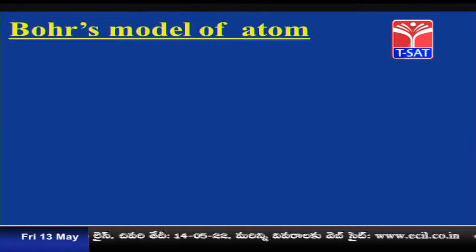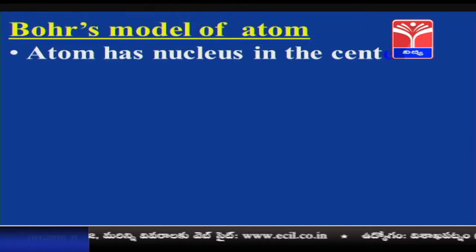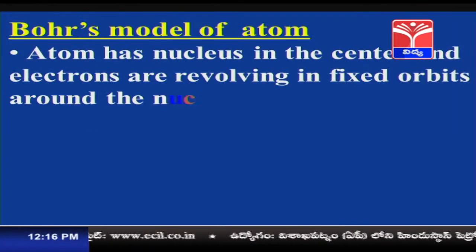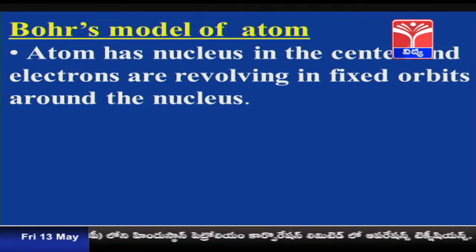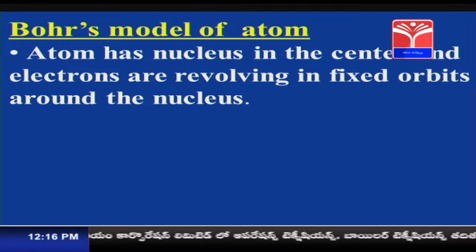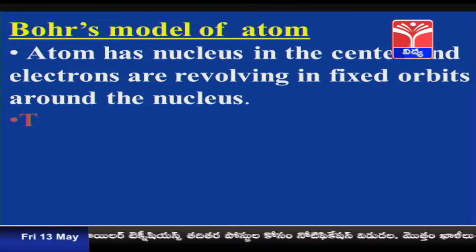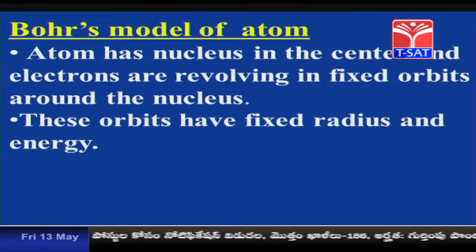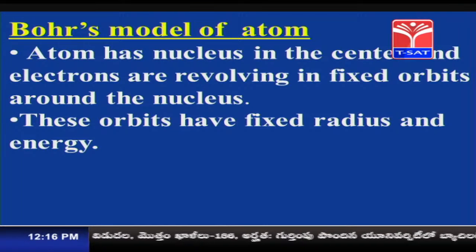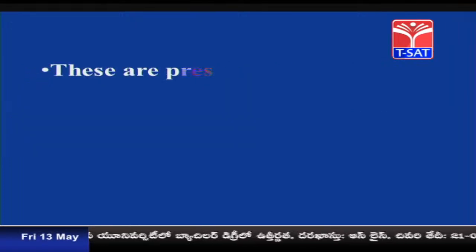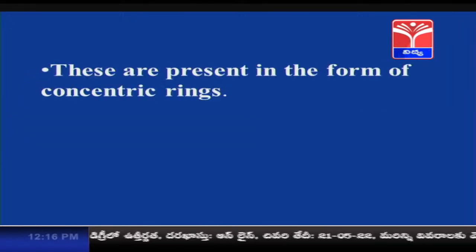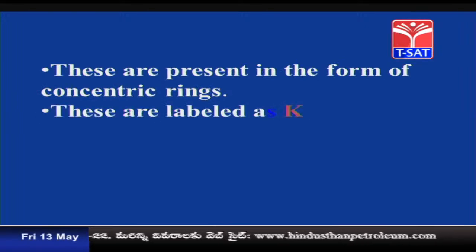Now, let us go to Bohr's atomic model. What is Bohr's atomic model? According to Bohr, an atom has a nucleus in the center and electrons are revolving in fixed orbits around the nucleus. These orbits have fixed radius and energy. These are represented in the form of concentric rings around the nucleus.